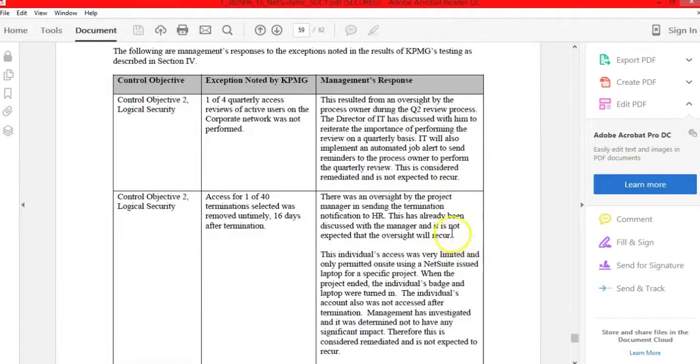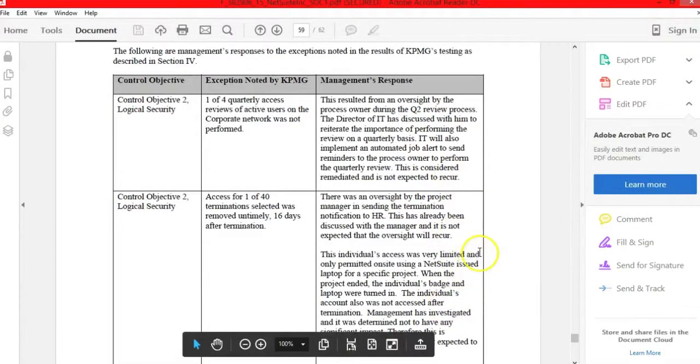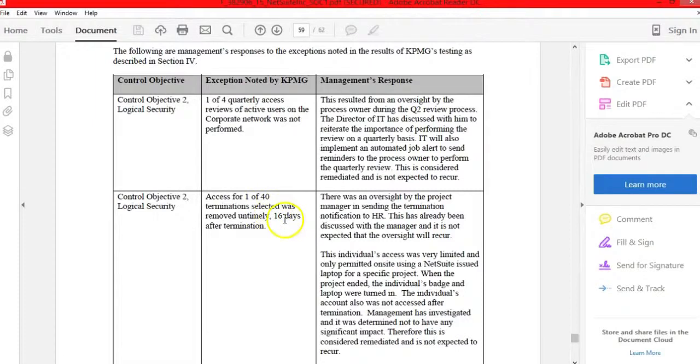Now, the response below, this is where you'll see that it is actually a good response, where 1 out of 40 terminations did not happen timely. So again, they said this was an oversight by the project manager in sending the termination notification to HR. This has been discussed with the manager. It's not expected to occur again, okay? But this hasn't really gotten to the good part.